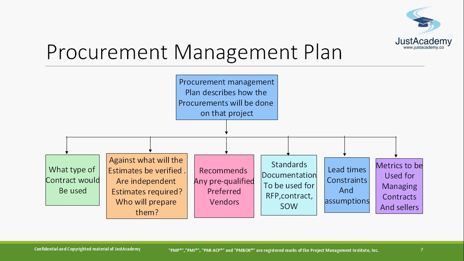Who will prepare them? Any pre-qualified preferred vendors recommended, and what are the standard documents we are going to use: the request for proposal, contract, or SOW? What is the lead time consideration and assumption? For example, before how many days do I need this material? Anything you need to specify in the procurement, any assumptions, should be specified. What are the different metrics you are going to use for managing the contract and seller? So these are the things the procurement management plan will more or less have as information.